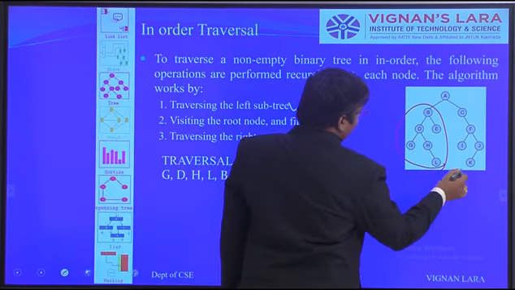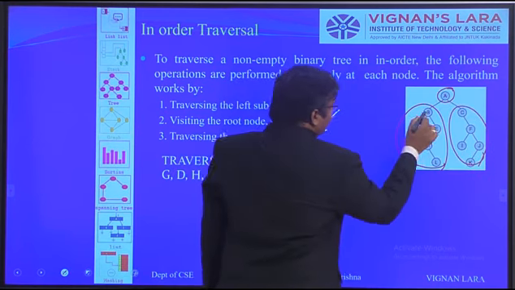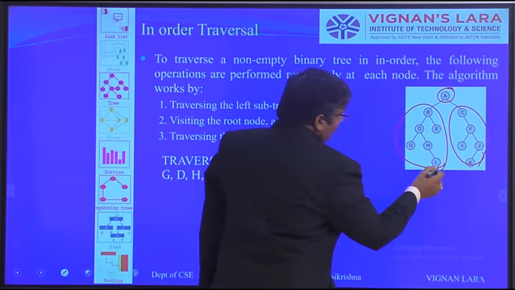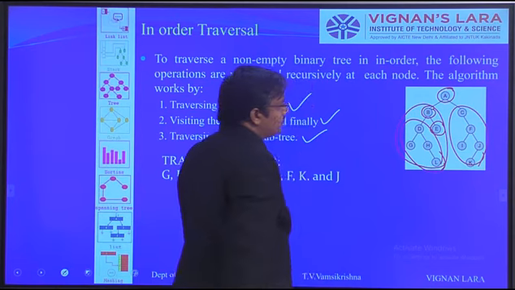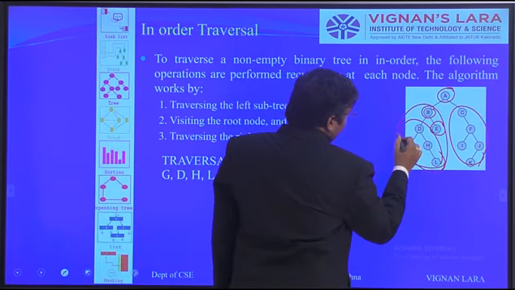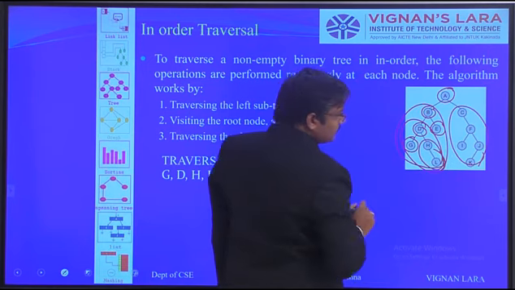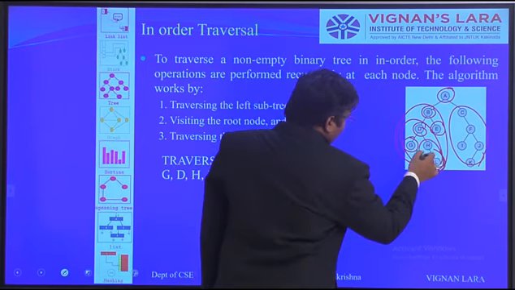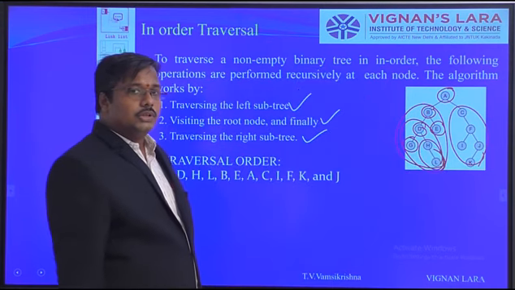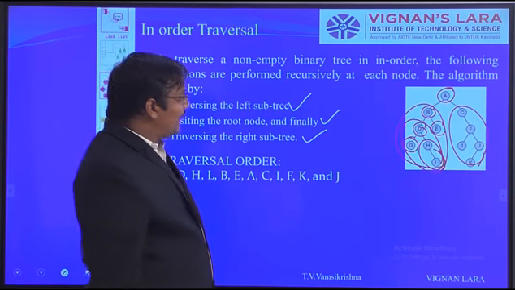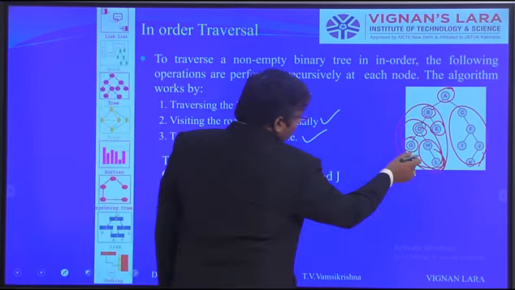First visit the left subtree, then root, then visit the right subtree. Here also the same, recursively. First visit the left subtree, then visit the root node, then the right subtree. So the first node we are visiting here is G.